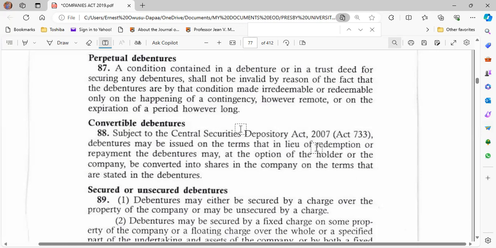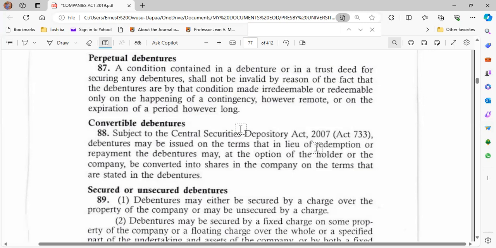Then we also have convertible debentures. Section 88 is to the effect that, subject to the Central Securities Depository Act 2007, Act 733, debentures may be issued on the terms that in lieu of redemption or repayment, the debentures may, at the option of the holder or the company, be converted into shares in the company on the terms that are stated in the debentures.